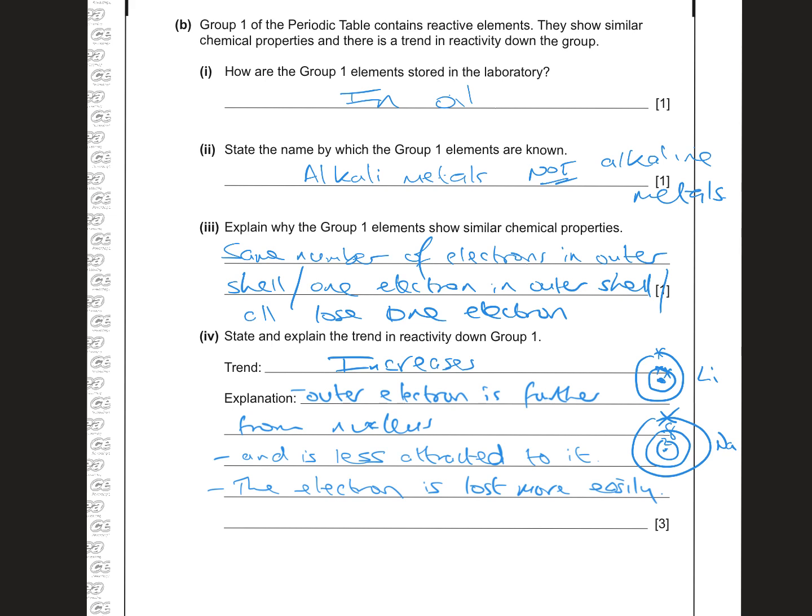You could also talk about shielding. So maybe instead of this line here, you can see that the outer electron in the sodium has got an extra shell of electrons, and this shell of electrons shields the outer electron from the nucleus. So you can see in lithium it doesn't have that shell of 8 electrons. So you could, instead of this here, also say that the outer electron is more shielded by the inner electrons.